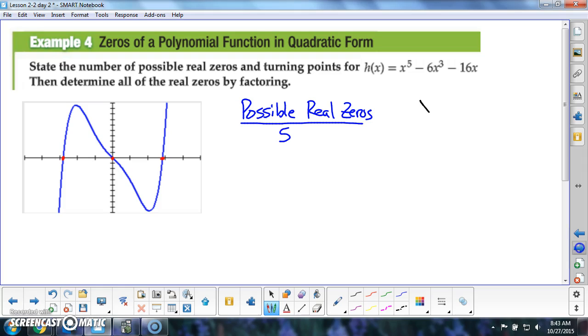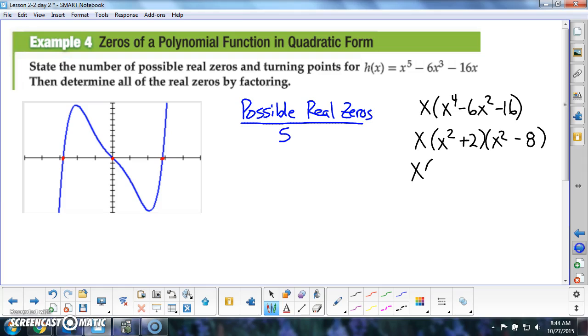So on this problem, I can start off by taking an x out of everything. And then after I take an x, then I can make my 2 groupings. Got to have an x squared on the front of both of them. I'm going to need a minus 8 and a plus 2. Okay, the x squared plus 2 cannot be factored any further, but the x squared minus 8 could factor into conjugates x minus square root of 8 and x plus the square root of 8.